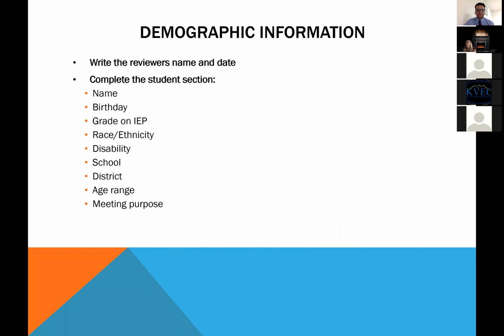So then you come off and you have your demographic data. On this, you need to make sure that you complete it fully, not just put the reviewer name on it. Sometimes the districts have teachers go ahead and do these on their own. But fill out the demographic information completely: complete the student sections, the name, birthday, the grade, the child's IEP, the race, disability, school, age, district, age range, and the meeting purpose. So make sure that you mark those. Those are there for a reason. So make sure that it's all written in.